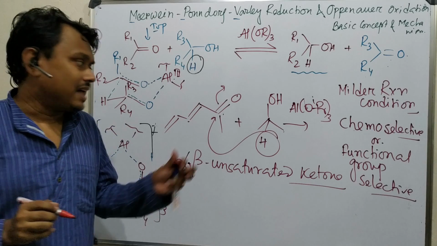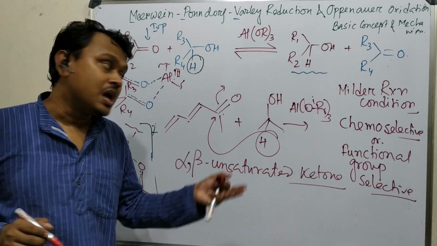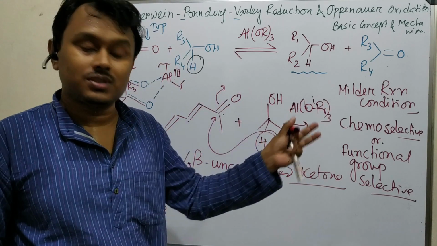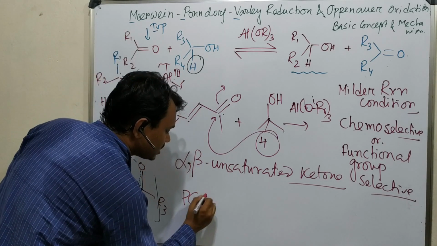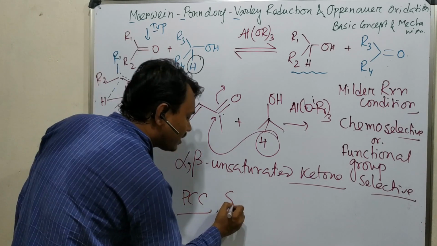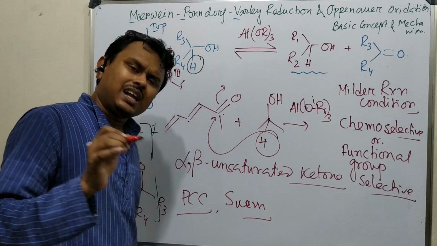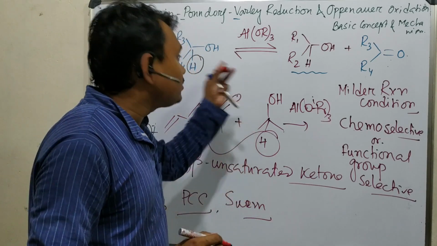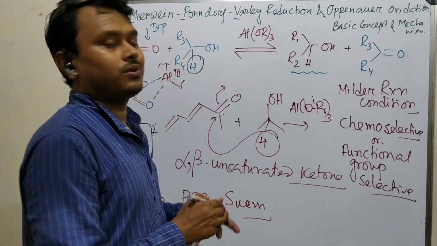This is the uniqueness. That's why biomolecules which have many other functional groups that could interfere in other reactions can be oxidized in this way. What is the advantage? Generally, in PCC mediated oxidation, pyridinium chlorochromate, or Swern oxidation, those oxidations are relatively less functional group tolerant. Compared to them, this is more functional group tolerant. So this is the uniqueness of this process.